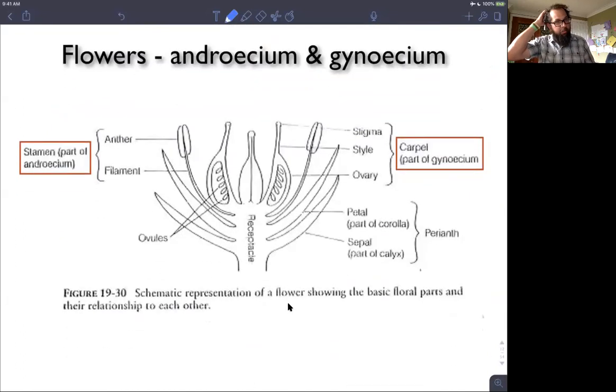So just as a reminder, one of the synapomorphies for angiosperms is the flower, and specifically it's the stamen, the part of the androecium, the anthers and filaments, and the carpel, or the part of the gynoecium. Those are really the synapomorphies. The synapomorphy of a flower is the presence of these male and female reproductive parts.